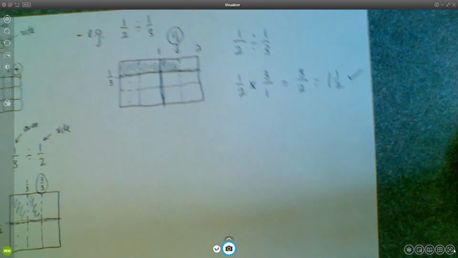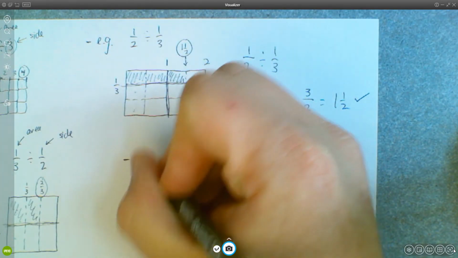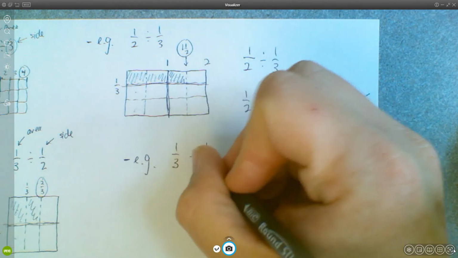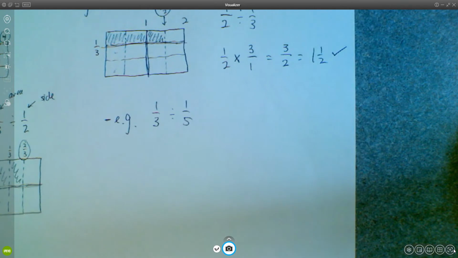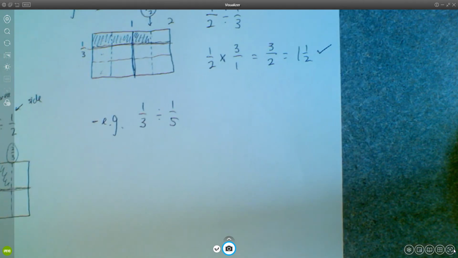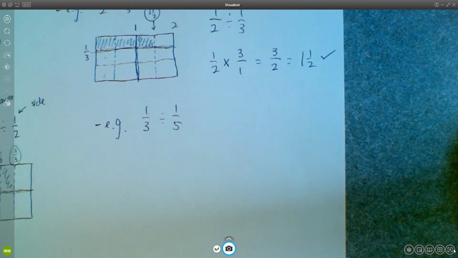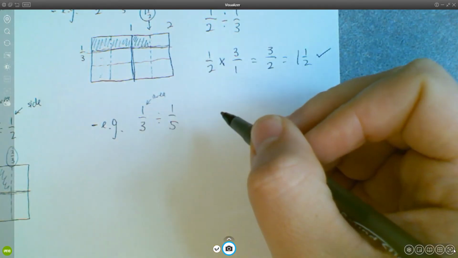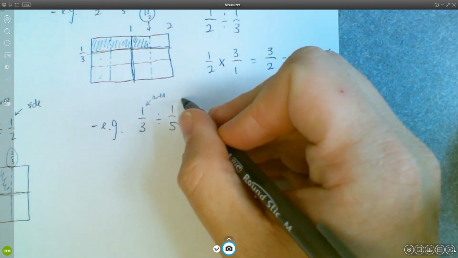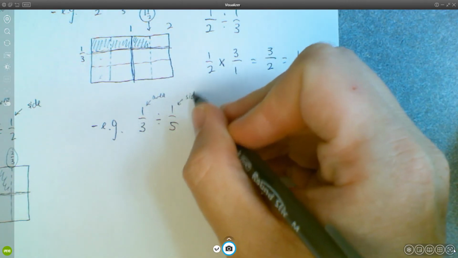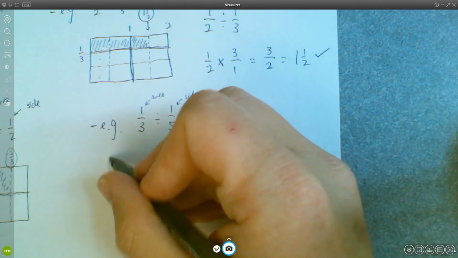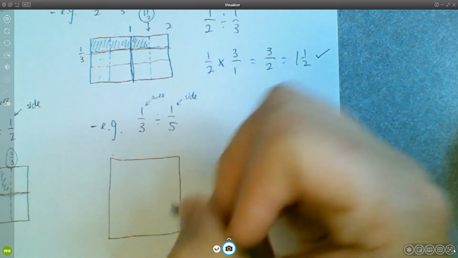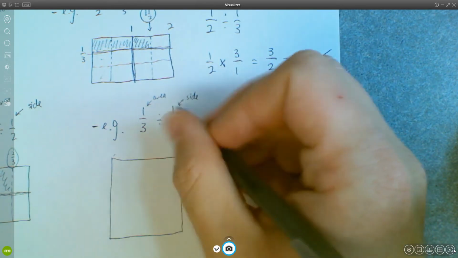Let me give you another example. Let's say I wanted to do 1/3 divided by 1/5. Okay, 1/3 divided by 1/5. So again, this is your area. You're looking for an area of 1/3 of 1 unit, and this is one of your sides, right? So let's do this. I'm going to hand myself a unit, and I'm going to split it into fifths.